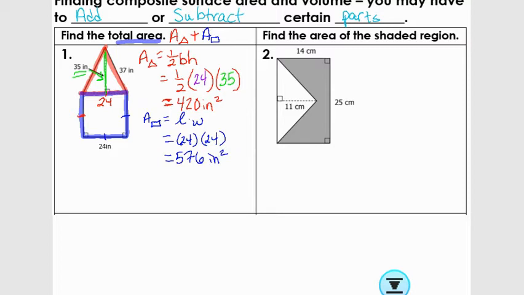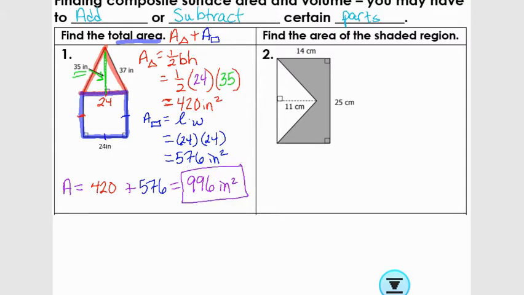Okay, so our plan was to get the total area. So we said the total area, and I'm going to use capital A with no subscript there, just talking about the whole area, is going to be the area of my triangle plus the area of my rectangle. So area of my triangle was 420 square inches. Area of my rectangle is 576 square inches. So that gives me a total area of 996 square inches.